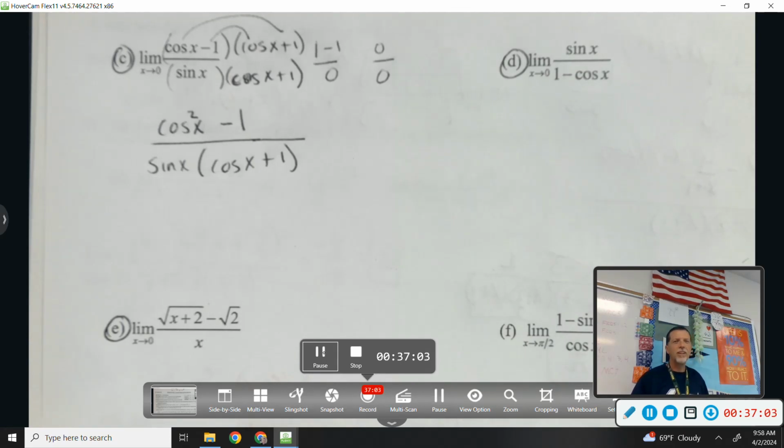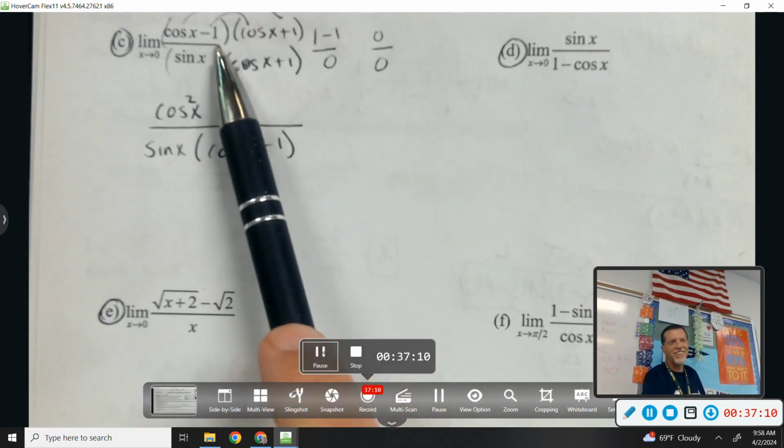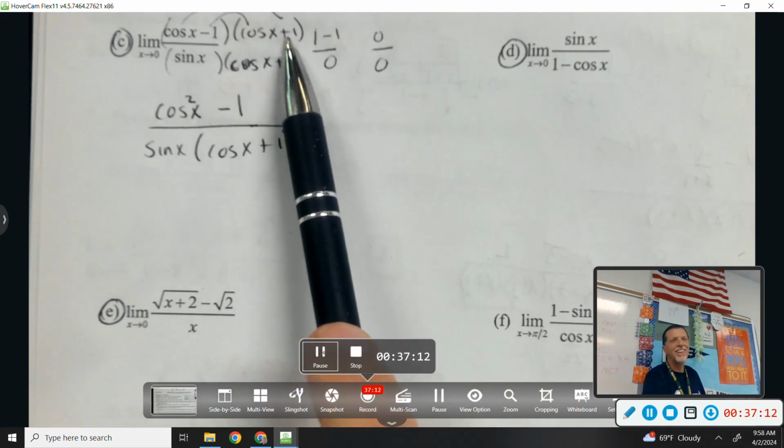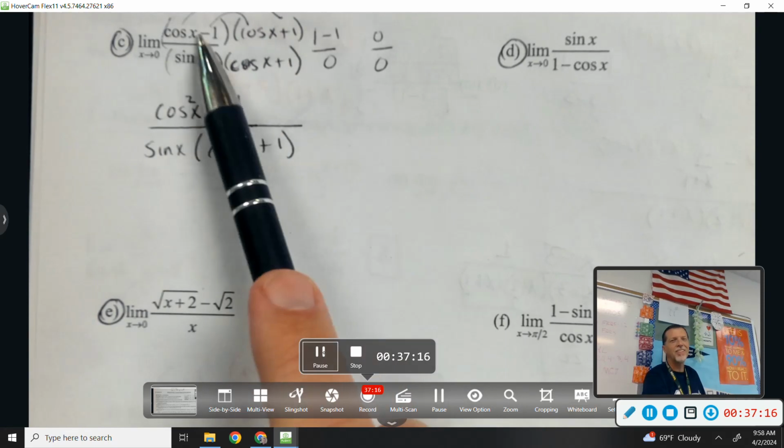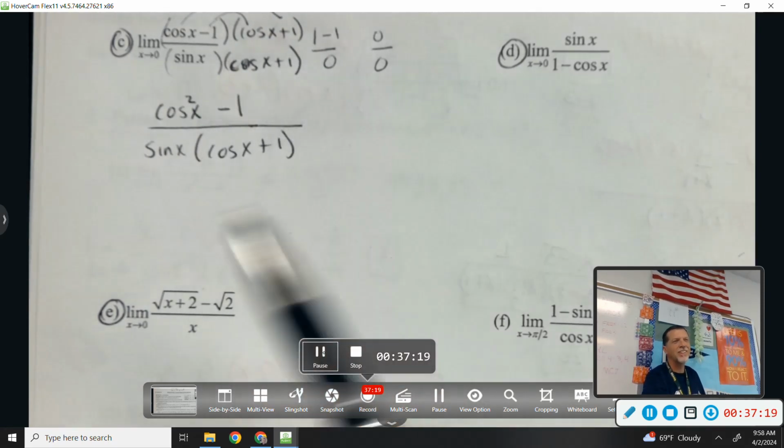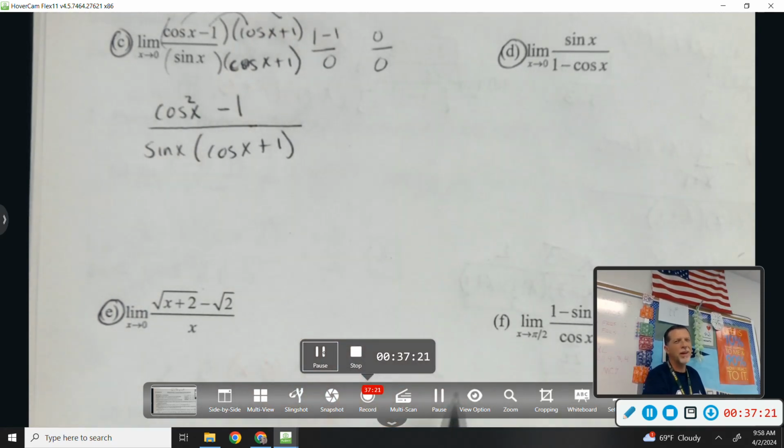Factor. If we factor the top, we're going to end up right back where we started. Right? Is that what you're saying? If we factor this into this, then they cancel and you're right back where you started. So not a bad idea, but it would be spinning our wheels at that point.